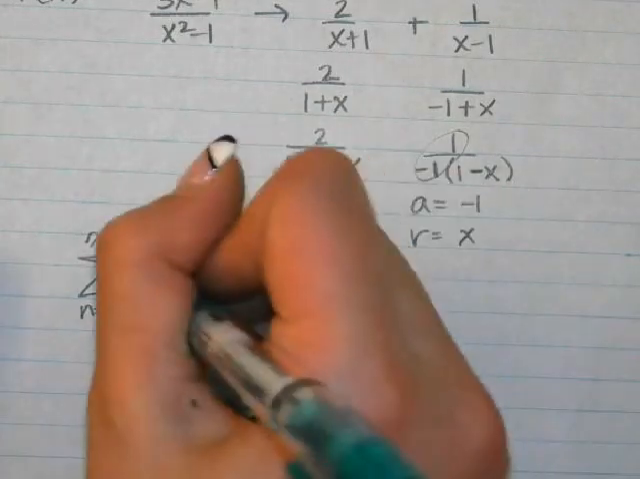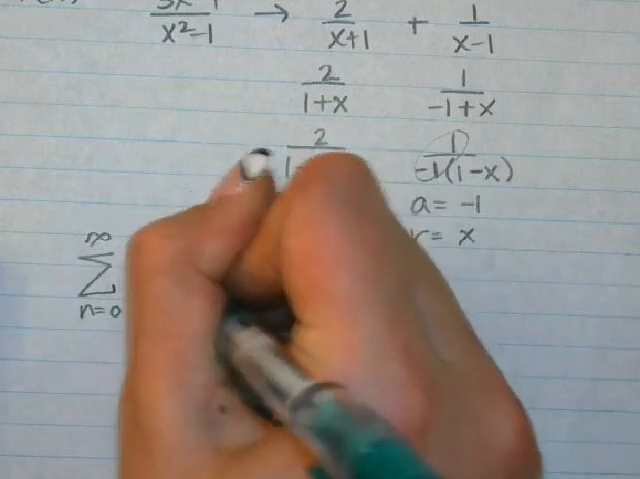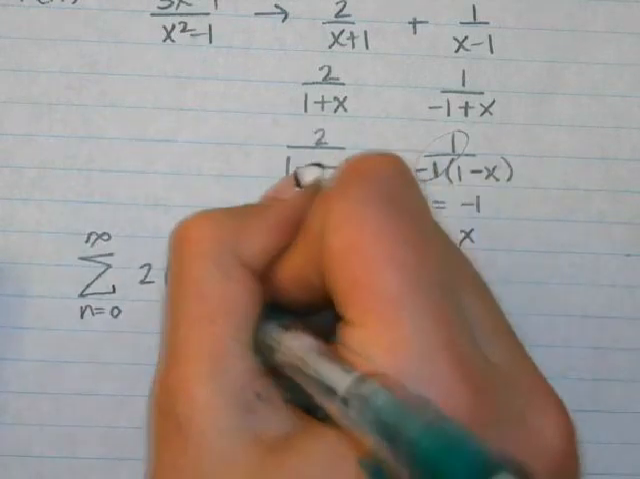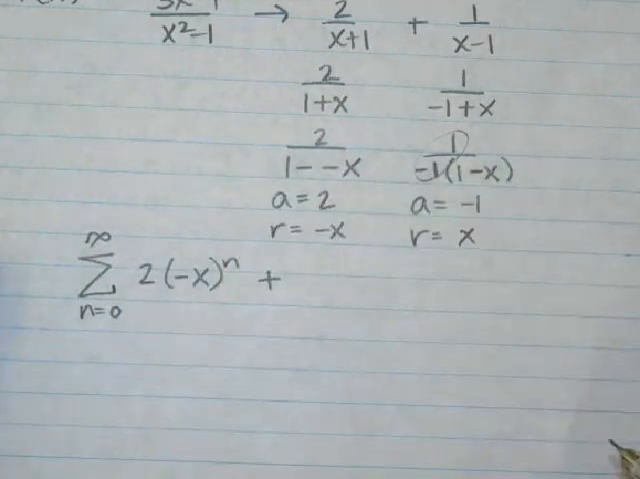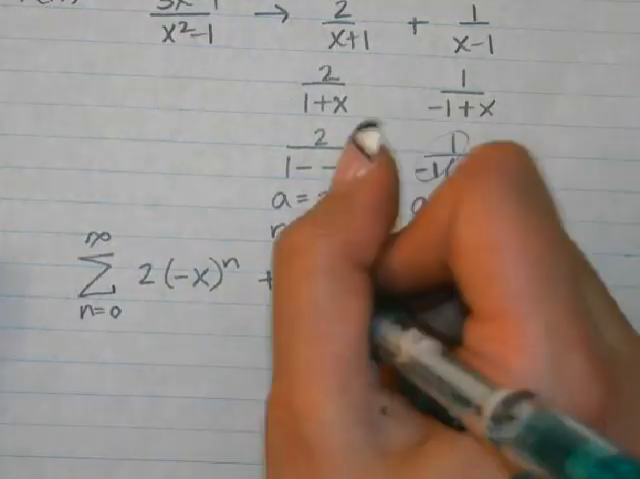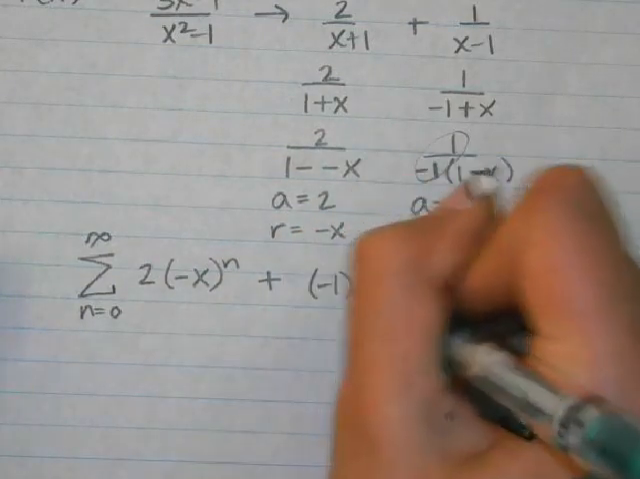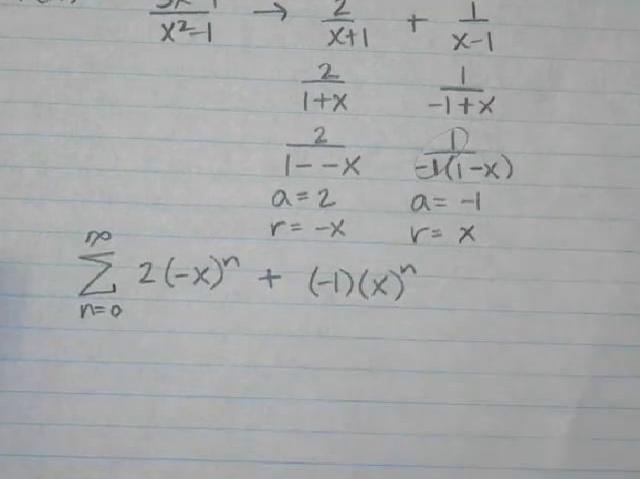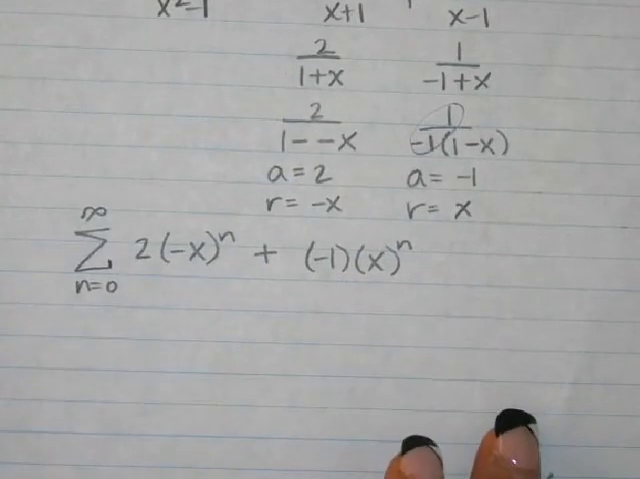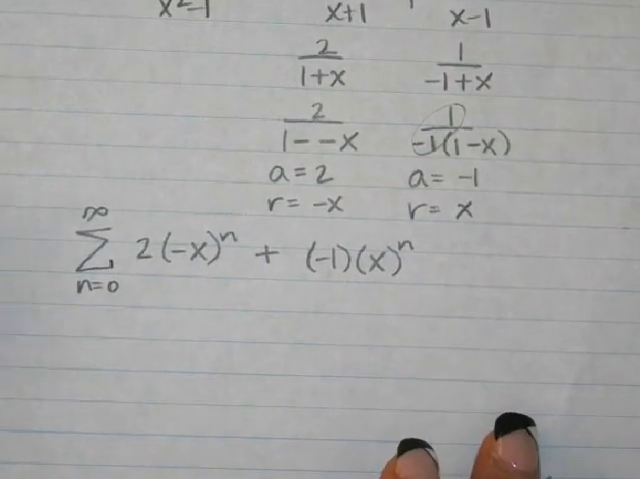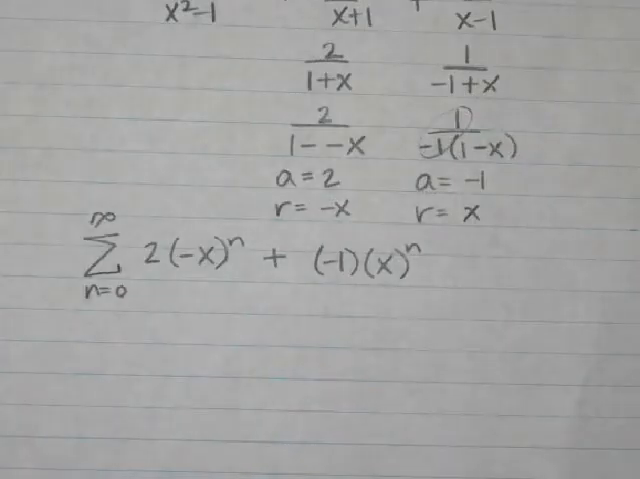Okay, so when we write out our series, we're going to say the first term times the r to the n plus the first term times the r to the n. So when we wrote out our series this time, we just had to add two different things together. Does it make sense how we thought about that?